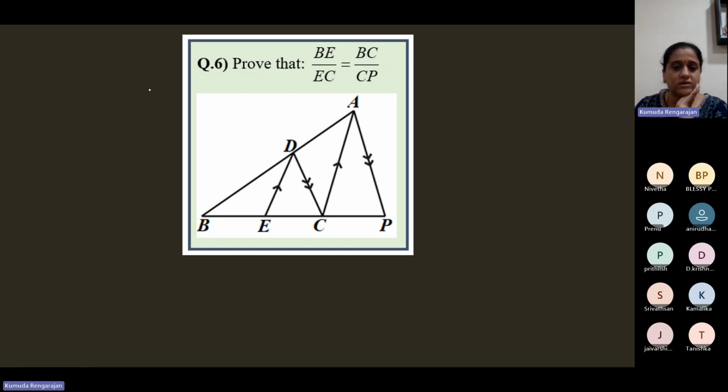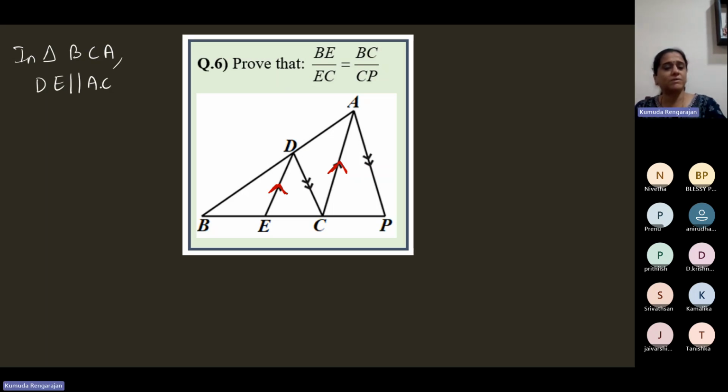So we'll first take up the triangle in which we have these two lines parallel. Tell me the triangle in which these two lines are parallel. Name the triangle. In triangle BAC or BCA. Okay, in BCA. In triangle BCA, DE is parallel to AC. So by BPT, what do you have?